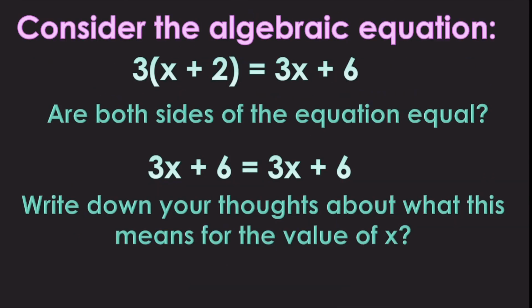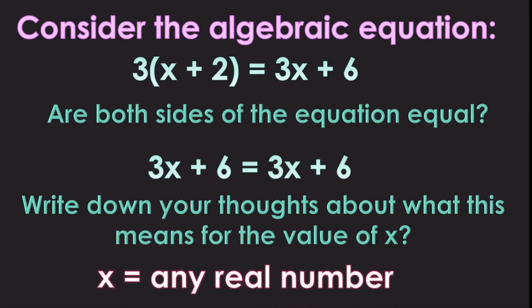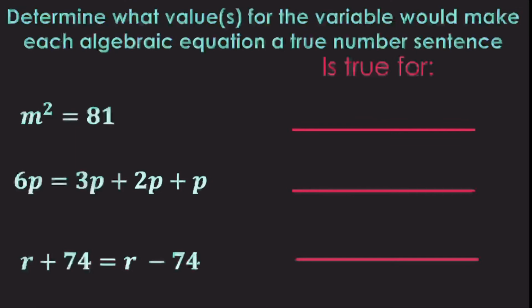But if we go back to this one, what did you write down? Did you say a specific number? Did you say a couple numbers? Because what I would have written is that the value of x can be any number, any real number. There's infinitely many solutions because they have identical sides. So no matter what you plug in, you're going to get the same result. So when your two sides are mirror images of each other, you get all real numbers. Okay? So let's go look at that.